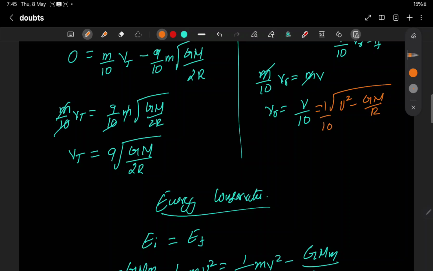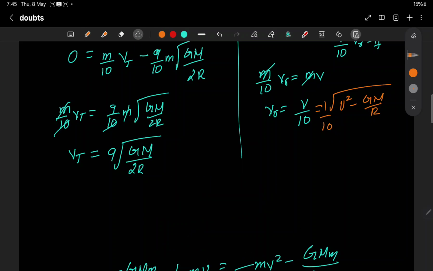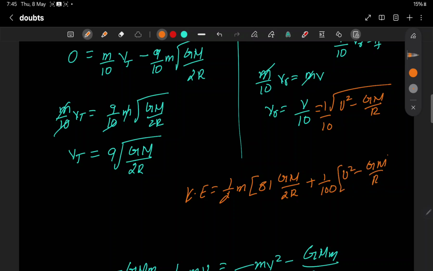Now we have to find the kinetic energy. Here I don't have space, so let us erase this. Kinetic energy is half m v square, half m tangential square. If you square this, we get 81 into GM by 2r plus, if you square this, 1 by 100 into u square minus GM by r. So this is what we will get.